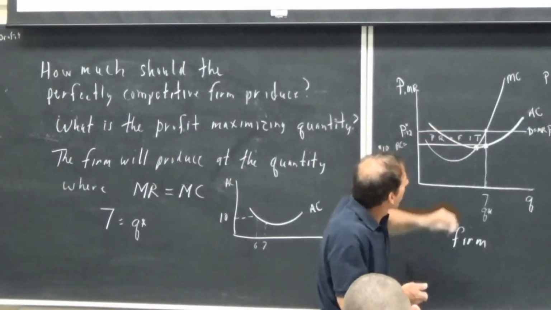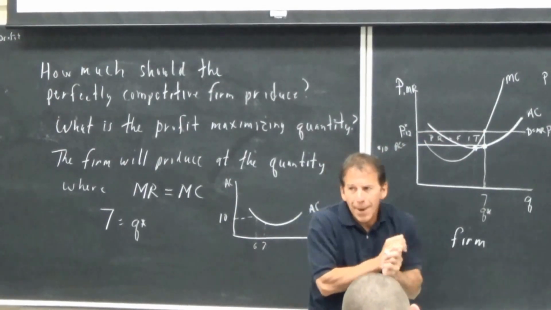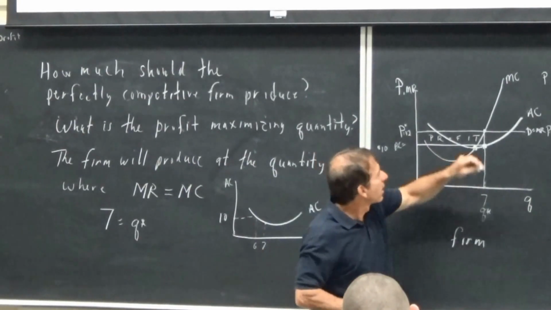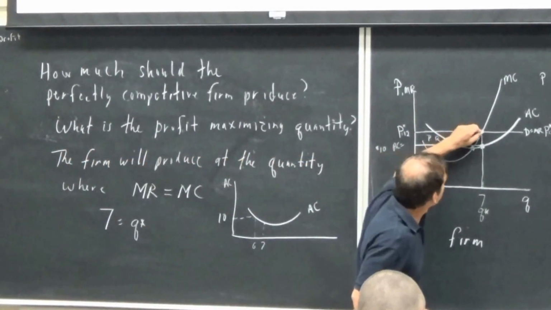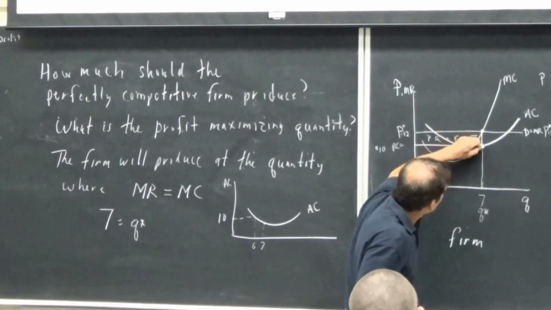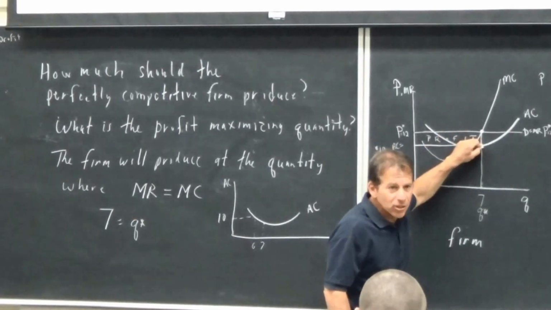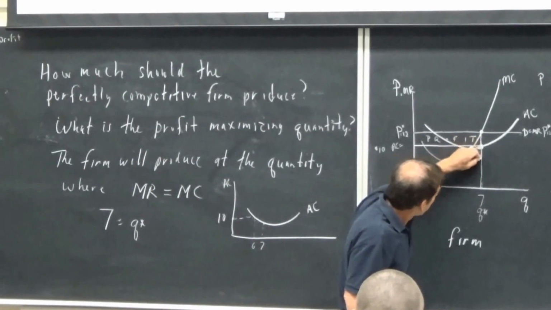And then I find the profit maximizing quantity by going to where MR equals MC. So that's a really important point. I draw a line down, stop at the average cost curve, put a little dot, go all the way down here.